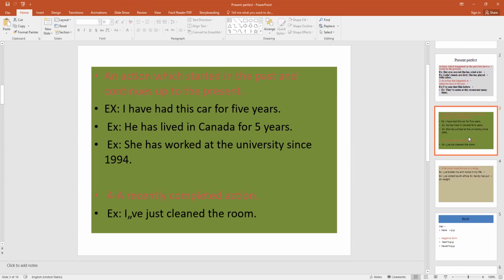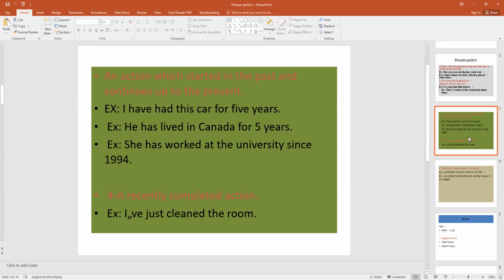An action which started in the past and continues up to the present. How come? Let's see the examples. Example number one, I have had this car for 5 years. In the past, you bought this car. So this is an action which started in the past, but it's still continuing in the present.